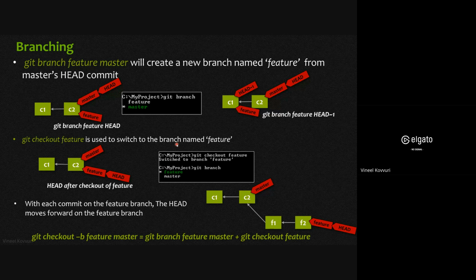For everything in git, to confuse people, instead of doing 2 commands, both creating a branch and then checking out to that branch can be achieved with 1 command. The command is git checkout -b feature and master. If you don't want to remember this command, don't remember it. It's basically you creating the branch and then switching to that branch.